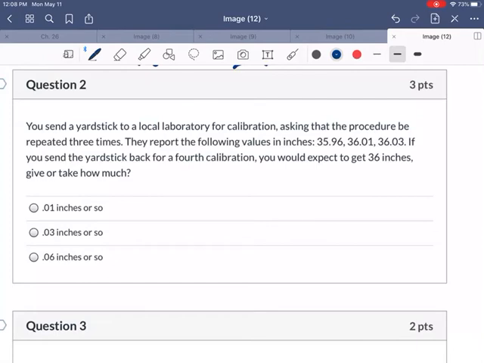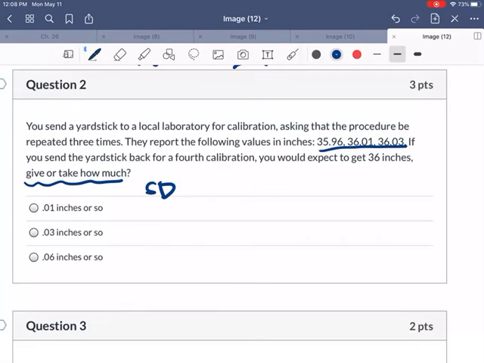Okay, quiz 2. You send a yardstick to a local lab for calibration, asking that the procedure be repeated 3 times. They report the following values. If you send the yardstick back for a 4th calibration, you would expect 36 inches, give or take how much?